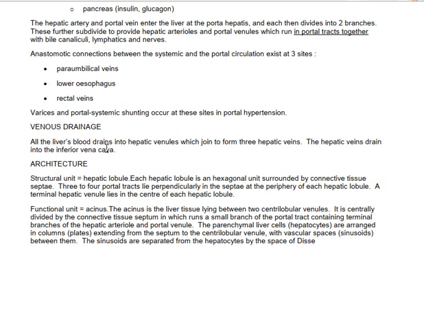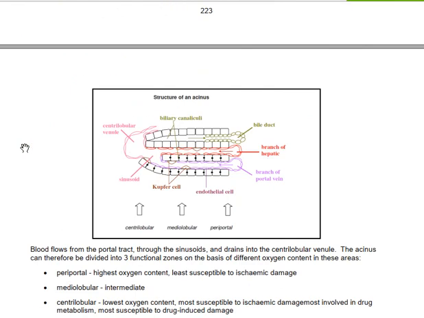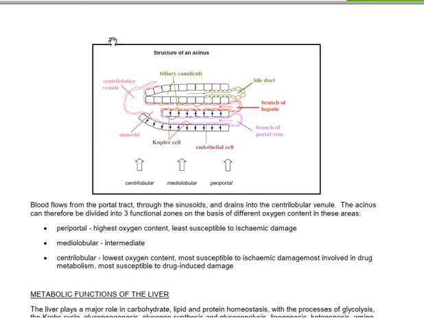Now, the venous drainage of the liver is the hepatic vein, and it enters into the inferior vena cava. That's generally it. Now, for the architecture of the liver, you need to know that the liver is divided to form the hepatic lobules, and to know more about it, you can go to our tutorial on histology. Generally, this is the structure and the architecture of the liver, showing the structure of an acinus. Is it clear?